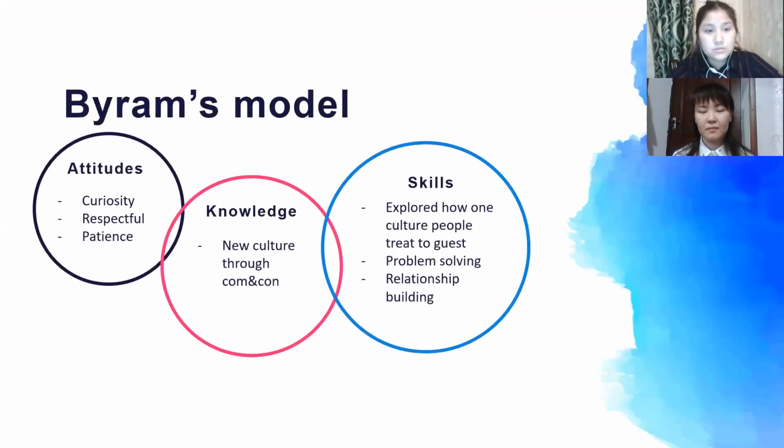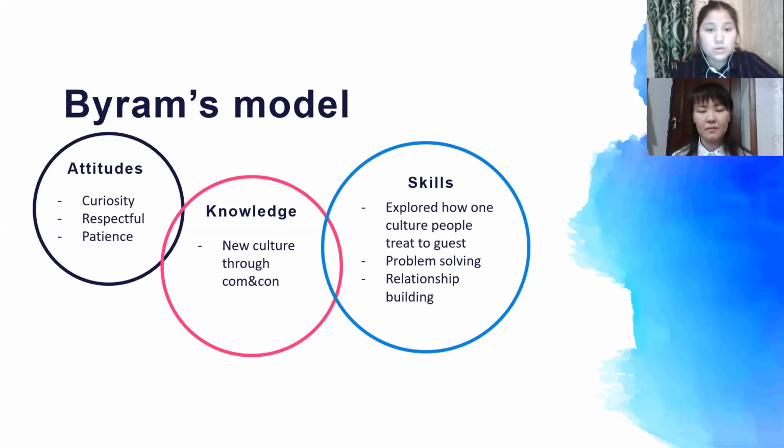Here is Byram's model. We all know the three key points from Byram's model. We learned them: attitudes, knowledge, and skills. From our incident stories, we've learned that we should have curiosity, respectfulness, and patience. What about knowledge?